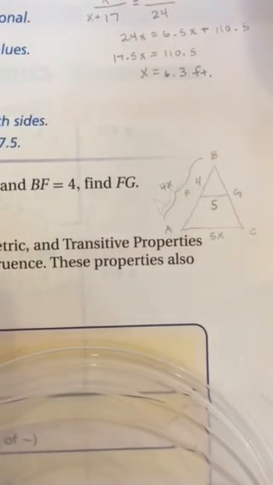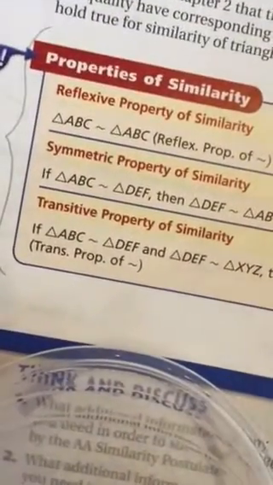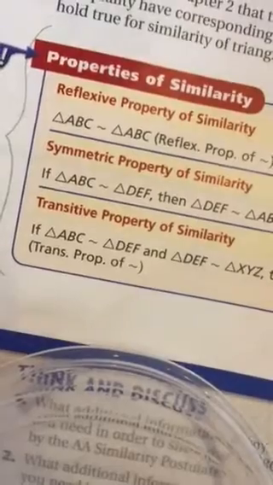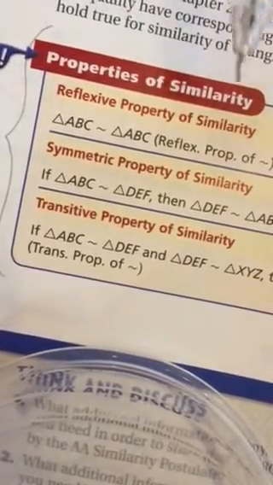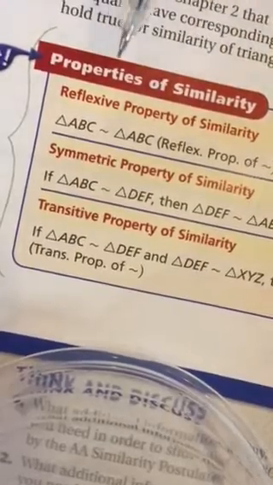Okay, that's all the Check It Out problems that you will need for your homework. Oh, one last thing I wanted to run through with you. Right below that on page 473 is the properties of similarity, which are like our properties of congruence that we used. So let's run through these.